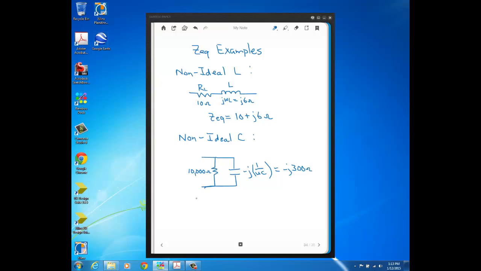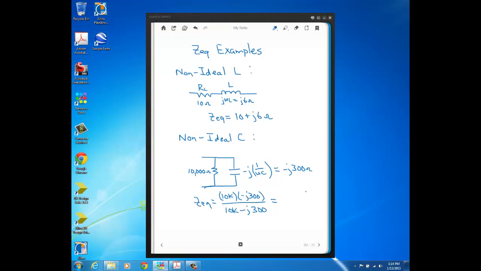Alright, well, to get the ZEQ, I could do product over sum, where I'd have the 10,000, and I'll just write it as 10K, times the impedance of the capacitor, the minus J 300, and then that would be over the sum, so I'd have 10K minus J 300. So again, being able to do complex math is important, because you'd have to multiply this out and then divide.